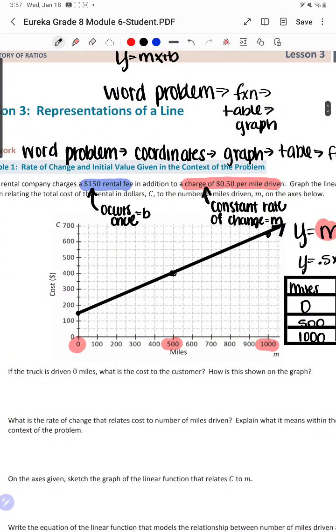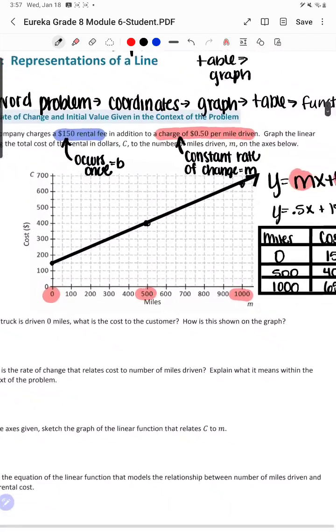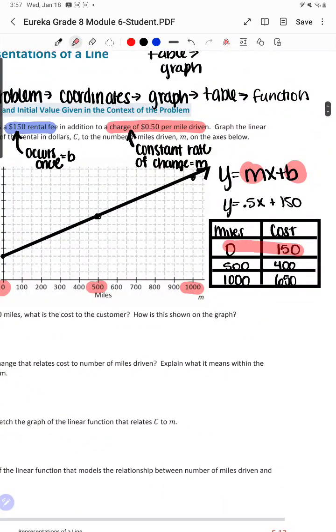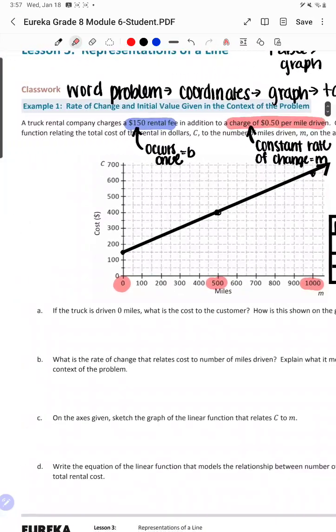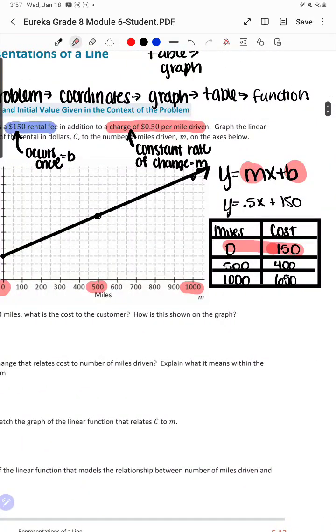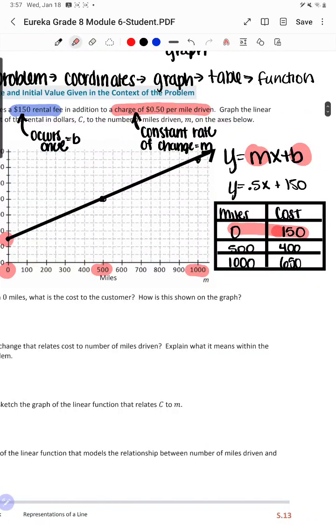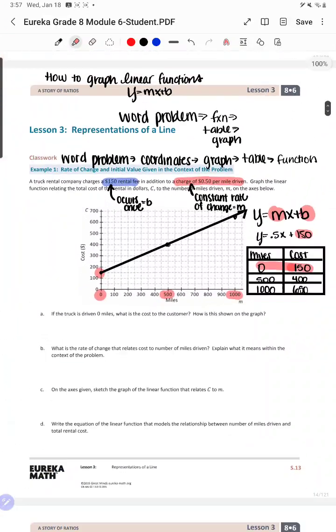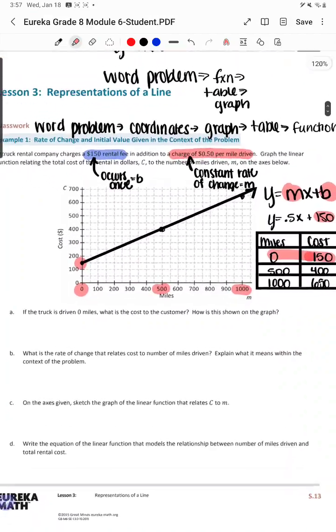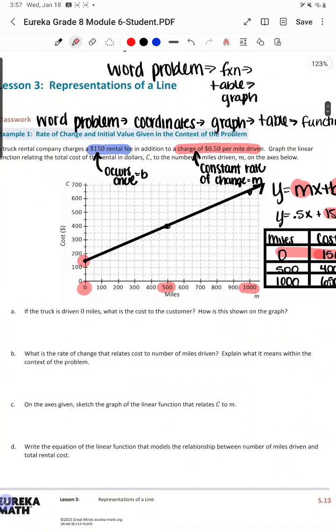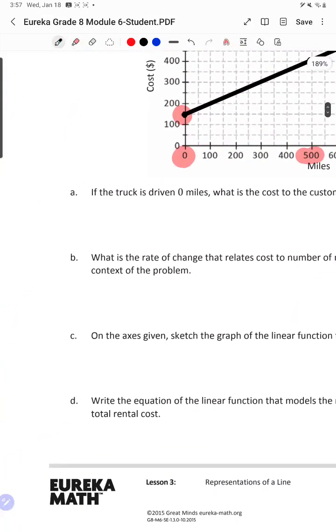Now, it wants to know if the truck is driven 0 miles, what is the cost to the customer? And we can see this in 2 different ways. We see that when the truck is driven 0 miles, it costs $150. We also see that here, and we also see that in our initial value right here. So those are our 3 ways that we could have identified that when the truck is driven 0 miles, the cost to the customer is $150.